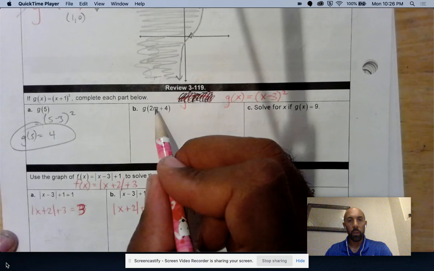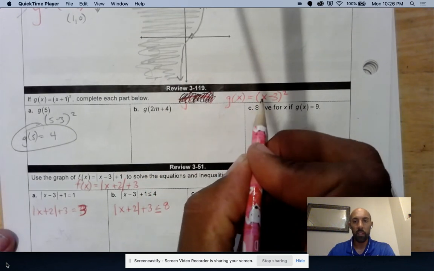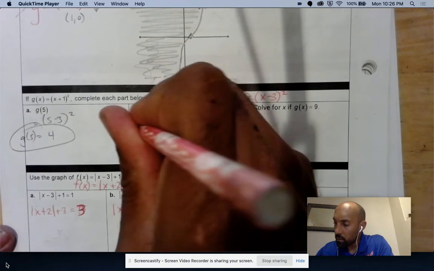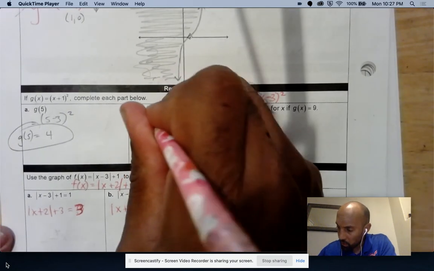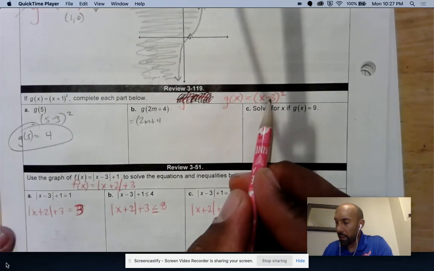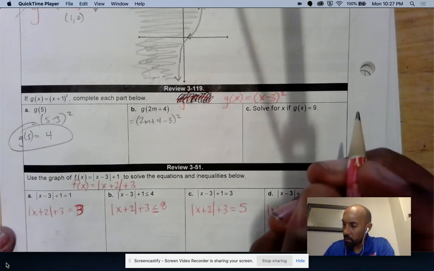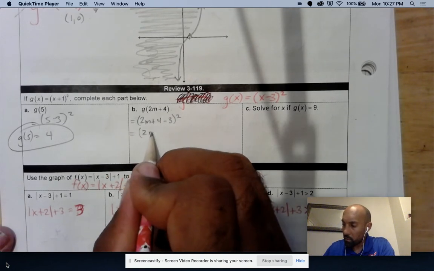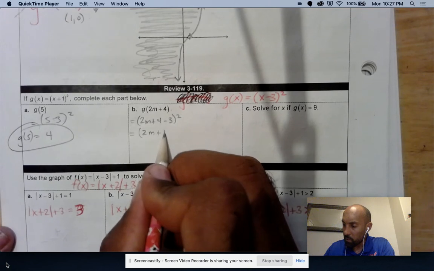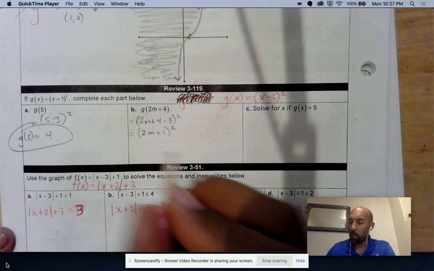Okay, now this one, I'm going to be plugging in this whole thing. I'm going to plug in 2m plus 4 into x, all of that. So 2m plus 4, and I still have to subtract 3 after that. Okay, so now 2m plus 4 minus 3 is 2m plus 1. So then I end up with 2m plus 1 squared.